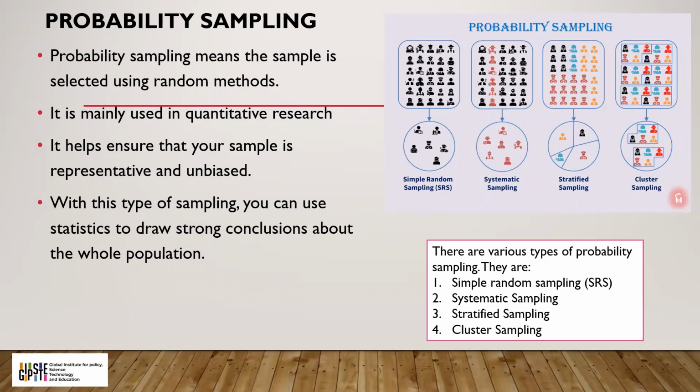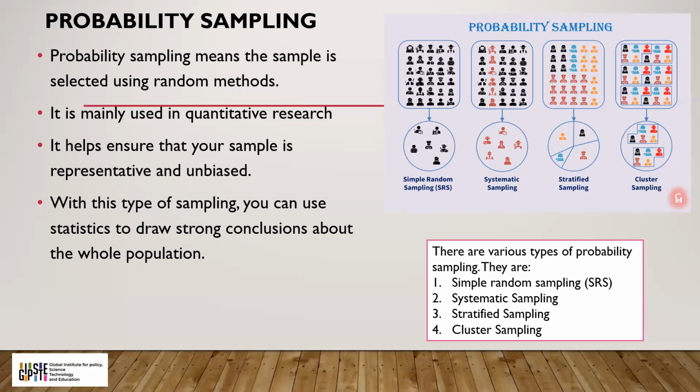Probability sampling or probabilistic sampling. Probability sampling means the sample is selected using random methods and is mainly used in quantitative research, okay? It helps ensure that your sample is representative and unbiased. With this type of sampling, you can use statistics to draw strong conclusions about the whole population. Note that for the case of probability sampling, you can use statistics to draw strong conclusions about the entire population. You can generalize it, very, very important. And there are various forms of probability sampling.